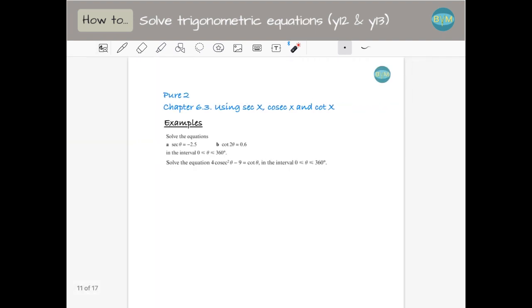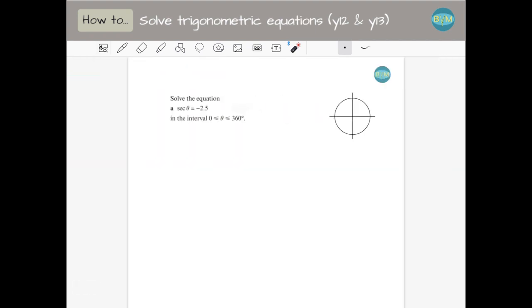But it's the same. Then you see again trigonometric equations when you introduce the new trigonometric ratios: sec, cosec, and cot. And you have equations with them. So sec is a number, cot is a number, or a mix of them. Remember, you learned some trigonometric identities with these trigonometric ratios. You have to remember them.